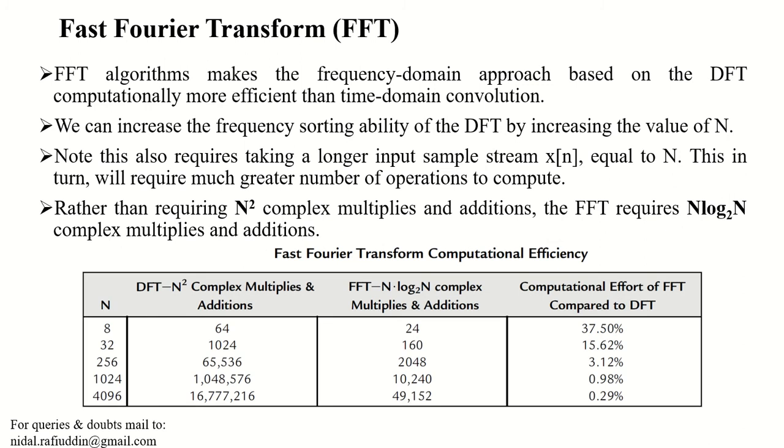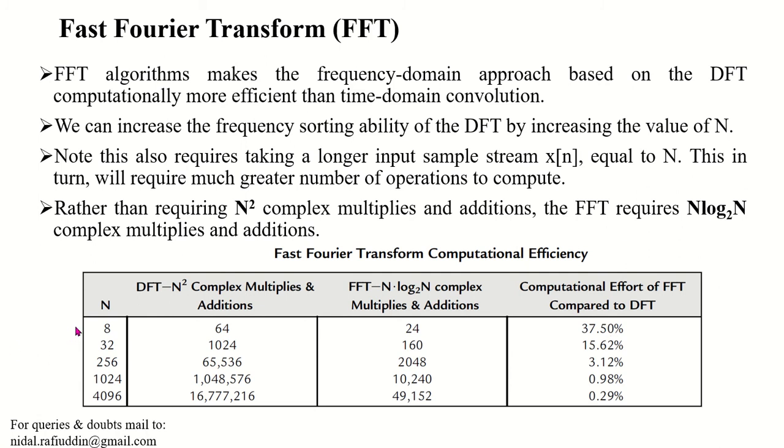For example, these are the values taken from computations performed using only DFT and FFT. If we observe the table, we will see that if the size of the sequence is 8, which means the sequence has 8 samples, the DFT is going to perform 64 complex multiplies and additions in total. While in case of FFT, this reduces to 24. And the computational effort of FFT compared to DFT is only 37.5%.